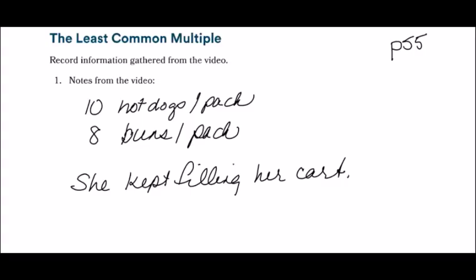So I took some notes during the video. I noticed that there were 10 hot dogs per pack and 8 buns per pack, and that poor girl just kept putting more and more packs in her cart. But how many would she need to get an equal number of hot dogs and buns? Or maybe a better way to ask that would be, how many packs of hot dogs and how many packs of hot dog buns can she buy to get an equal number of hot dogs and hot dog buns?